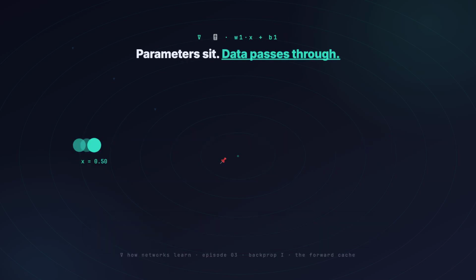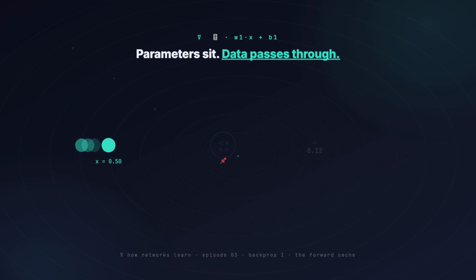Let's meet the net. One input, x equals 0.50. First layer is a weight and a bias. Multiply by W1 equals 2.0, add B1 equals 0.20. That gives Z1 equals 2.0 times 0.50 plus 0.20, which equals 0.80.